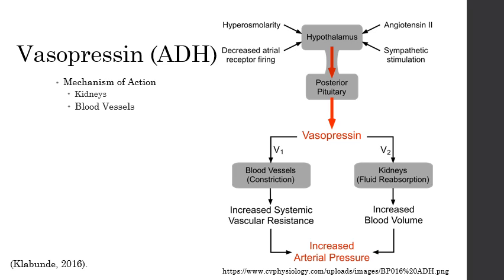Utilizing a calcium signaling mechanism through IP3 signaling on the V1 receptors located on vascular smooth muscle, vasopressin causes vasoconstriction. Also known as vascular resistance, this vasoconstriction increases the arterial pressure as well.